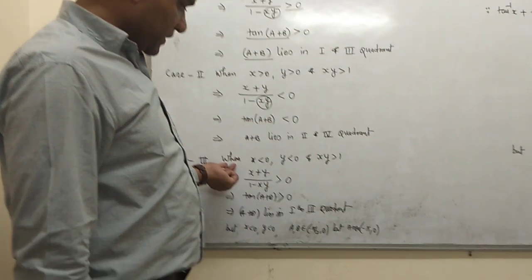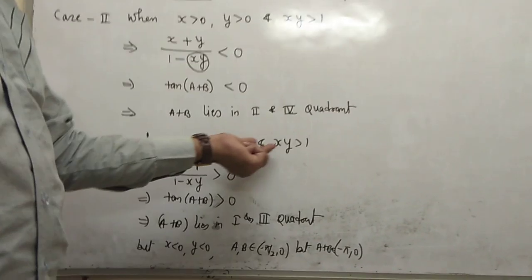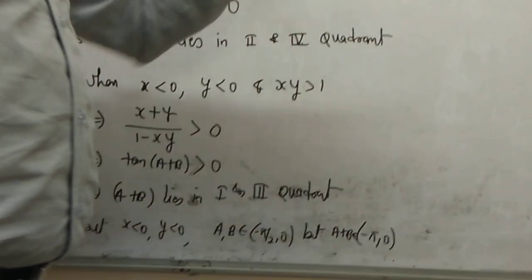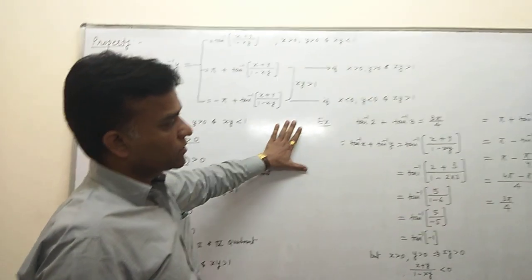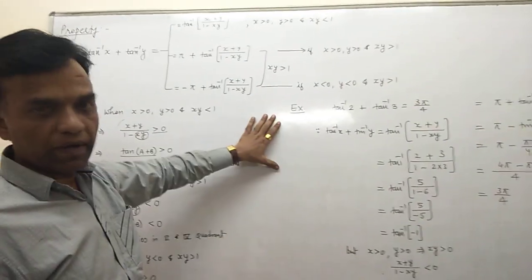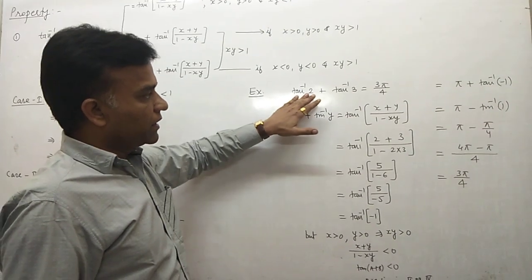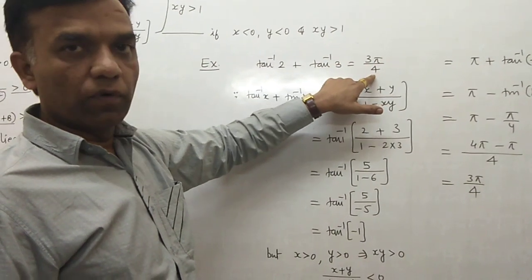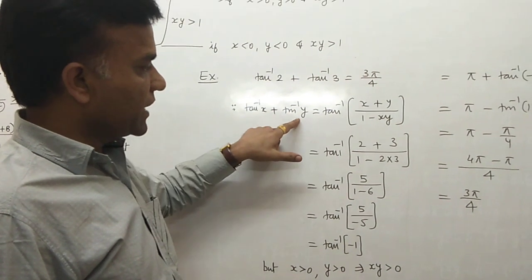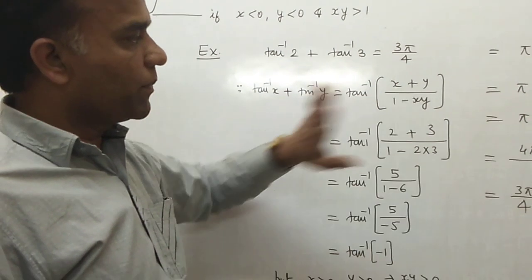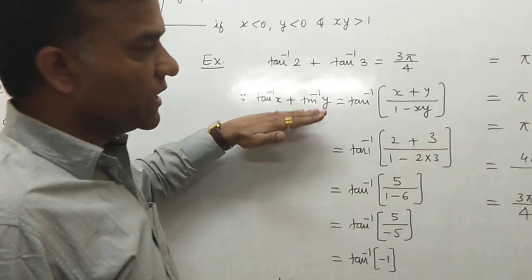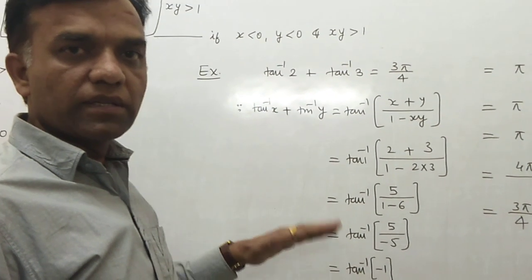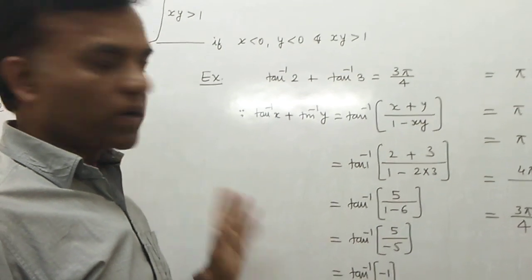In a similar case we study x less than 0, y less than 0, then xy greater than 1. Similarly, write down the same process, and then with the help of an example here we show which condition we follow by which formula. Here we write down tan inverse 2 plus tan inverse 3, which is equal to 3 pi by 4. So tan inverse x plus tan inverse y equals tan inverse of x plus y upon 1 minus xy, because first we write down the basic formula, and then after solving we put the condition, which condition they are lying in, case 1, case 2 or case 3.